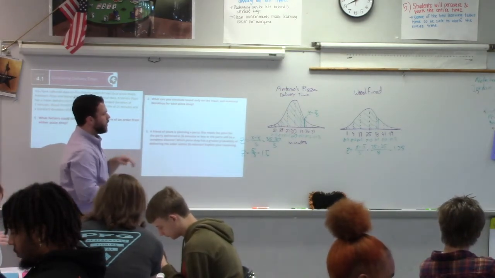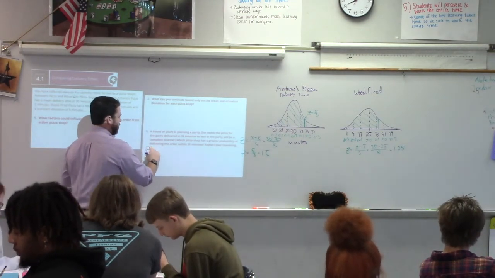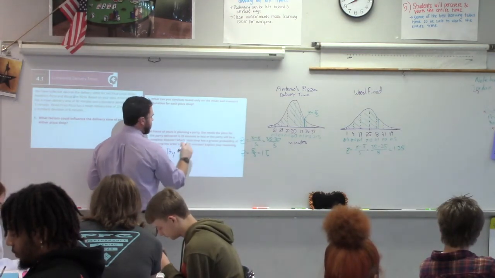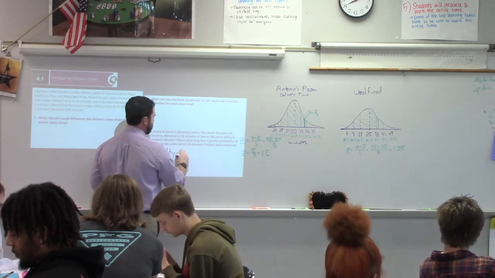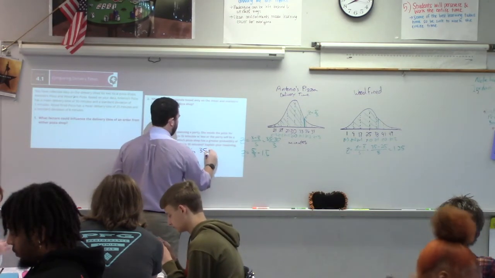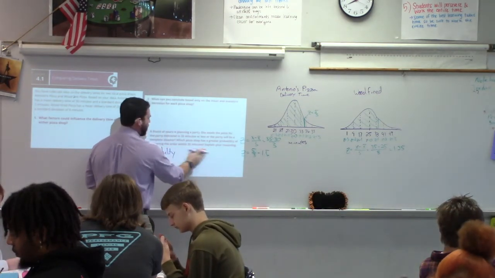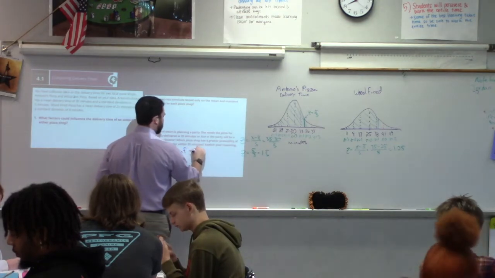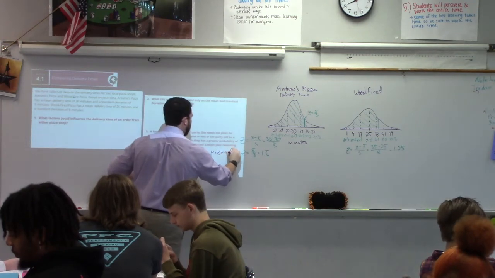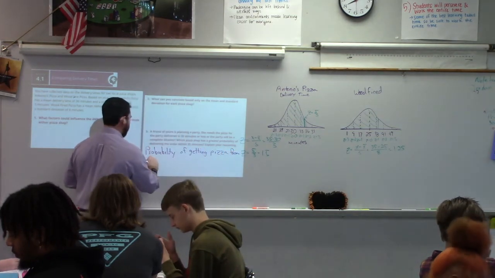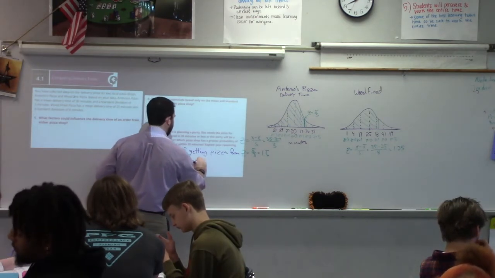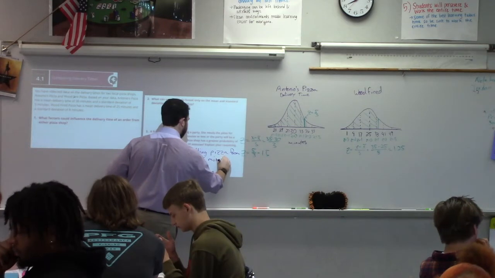When we look here, what was the probability of getting the pizza from Antonio's within 35 minutes? 1.6 repeating. Hold on one second. Probability within 35, I should be more clear with this. Probability of getting pizza from Antonio's within 35 minutes. Okay?